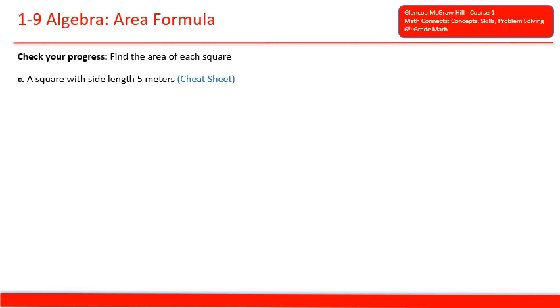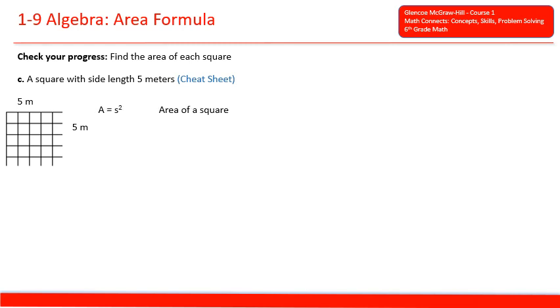Check your progress. Find the area of each square. A square with side length 5 meters. So we have a 5 by 5 square. And we know the area equals sides squared, or S squared. Area equals 5 squared, and the square of 5 is 25. 25 square meters.